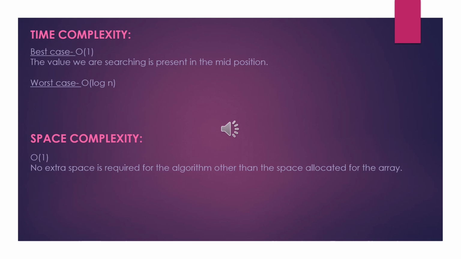Means it is lesser than what we have got in linear search. In linear search it was big O of n. Here it is big O of log n. So we can see that the worst case complexity has reduced in case of binary search. And talking about space complexity, binary search also does not require extra space apart from the space that is allocated for the array. Hence the space complexity is also constant here, that is big O of 1.